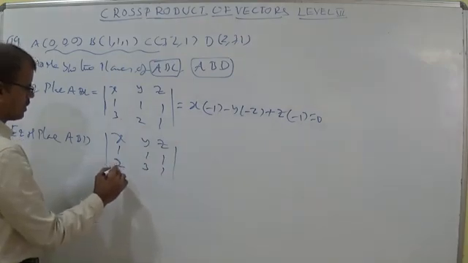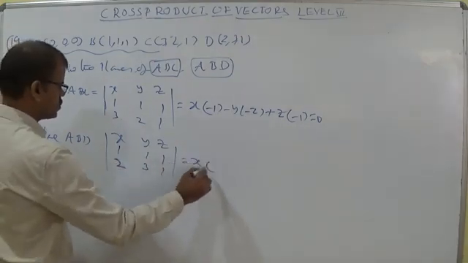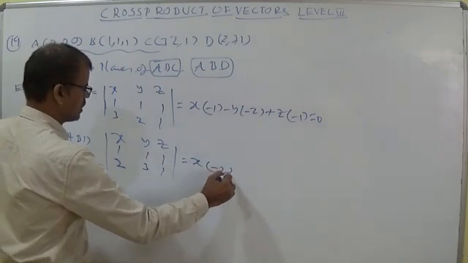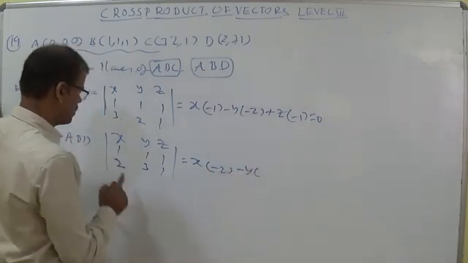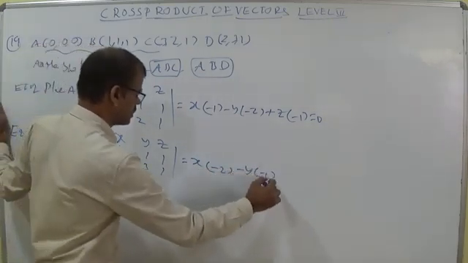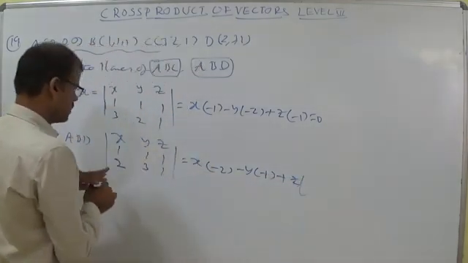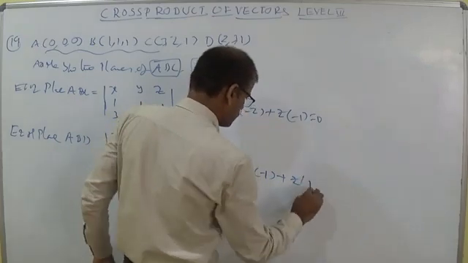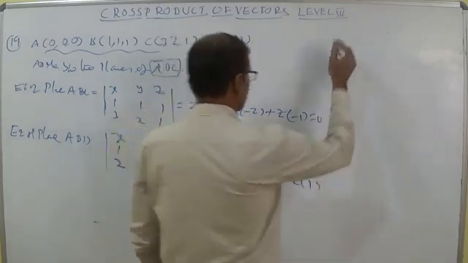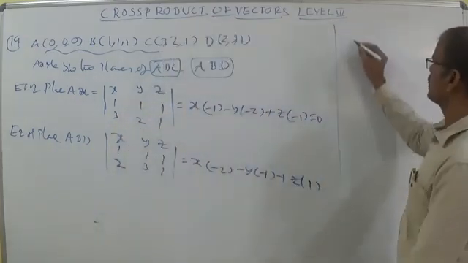So now you calculate the determinant: x into (1 minus 3), so minus 2, minus y into (1 minus 2), here minus 1, plus z into (3 minus 2), it is 1. Now you should calculate the angle between the two planes.